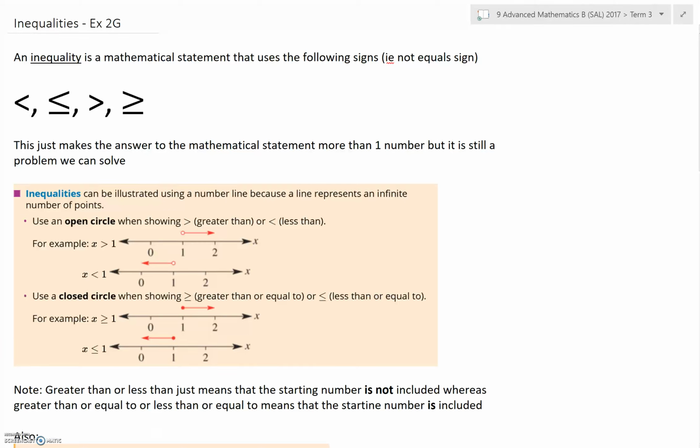Okay, welcome back everybody. So today's topic we're looking at is a different part of algebra. It's something called inequalities. Now this is new, we've not done this before, so let's look at this topic and see if we can make sense of it.